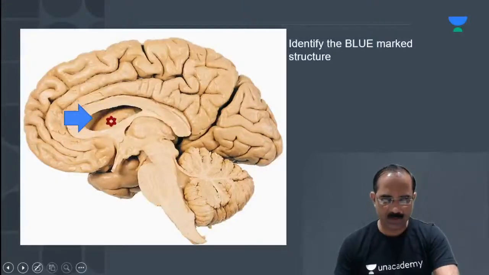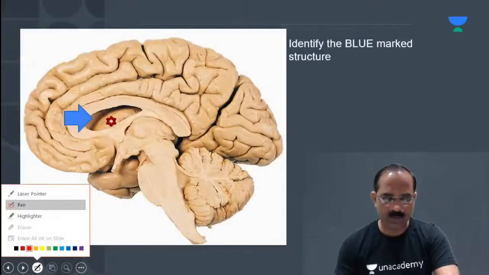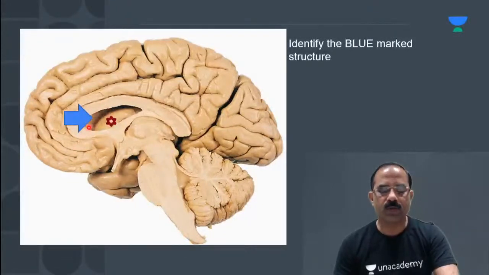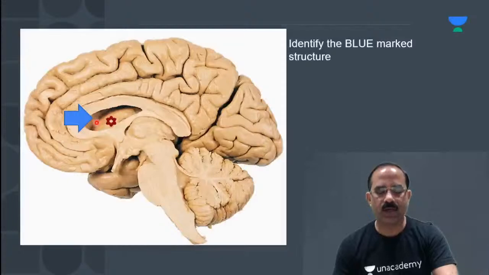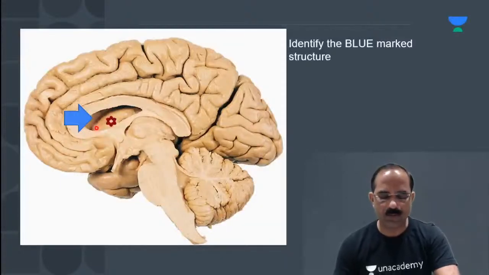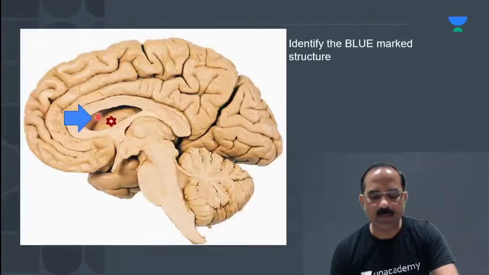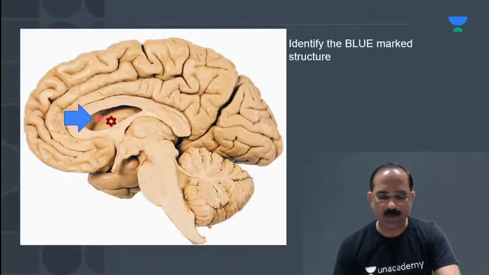Yes, students, come on. This cavity I'm asking, the one pointed with the blue arrow. No, not corpus callosum. This cavity I'm asking. This is the cavity of the lateral ventricle. Very good. That's the cavity of the lateral ventricle.